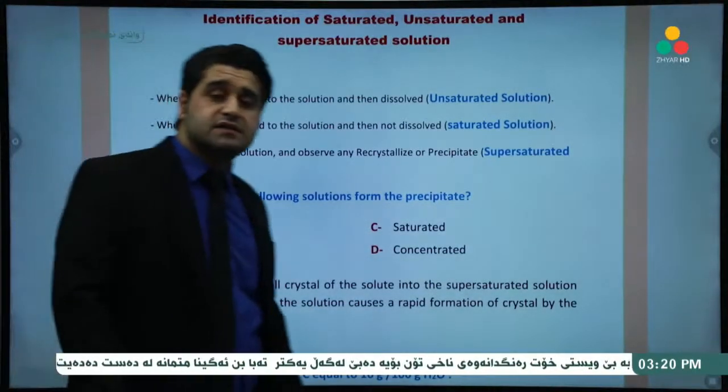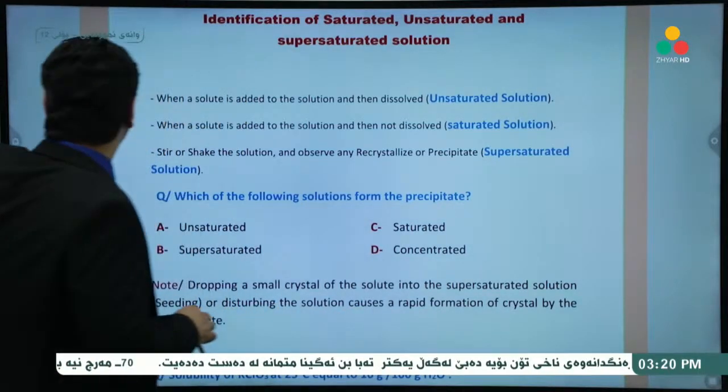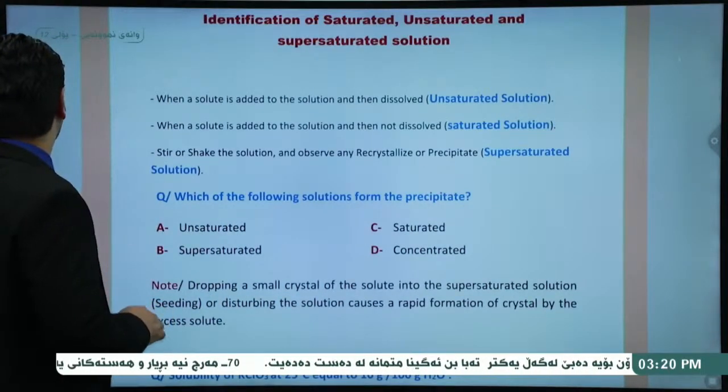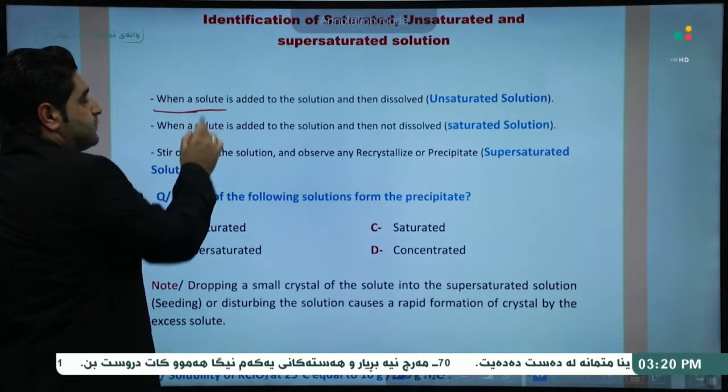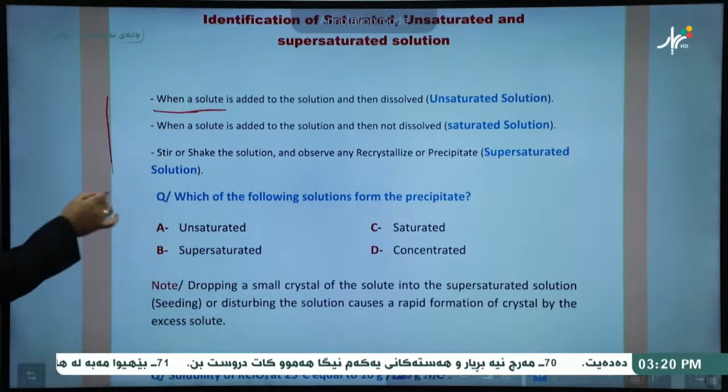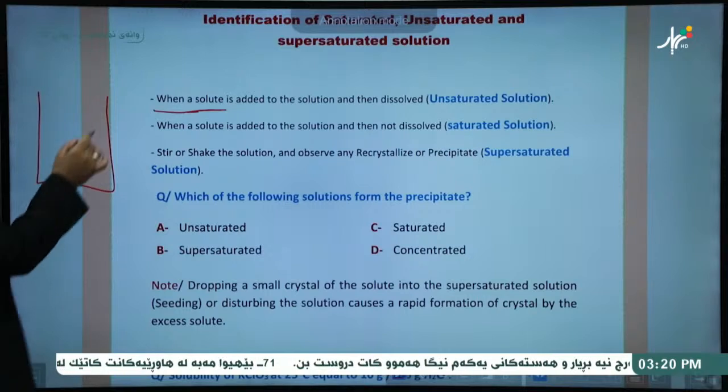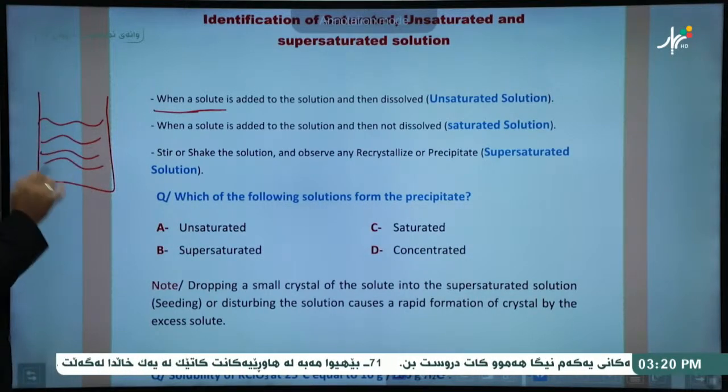But how can we identify the type of a solution? Look, how can we identify the type of a solution? If we add a solute, look, we have a solution here. Okay, I'll tell you. This is a sugar in water solution.